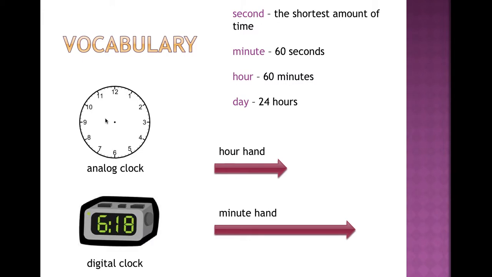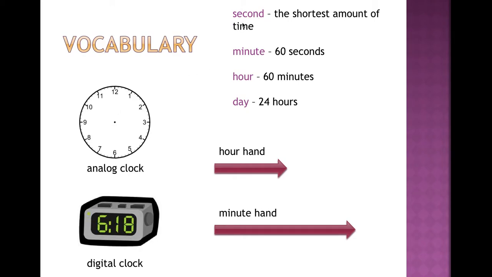We have two types of clocks, an analog clock and a digital clock. We're learning mostly about this analog clock, and on this clock is where we see the hour hand, which is the short hand, and the minute hand, which is the longer hand. The digital clock tells us exactly what time it is. For the analog clock, that's where we have to use some math to be able to tell the exact time.